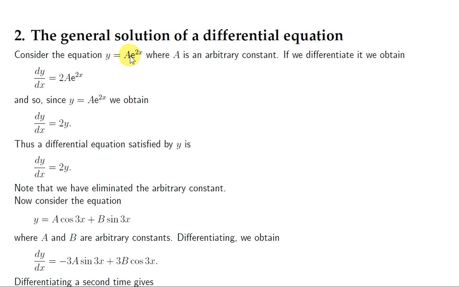Now, a is just a constant in front. We leave that in front. So now we see that dy/dx is actually 2 times y, since ae to the 2x is just y. So we can just write dy/dx equals 2y for this here. So we've formed a differential equation whose solution is y equals ae to the 2x.